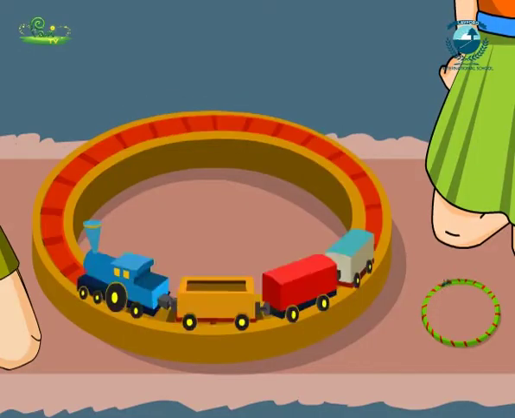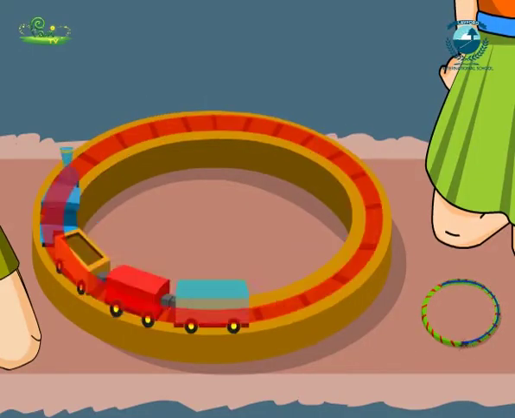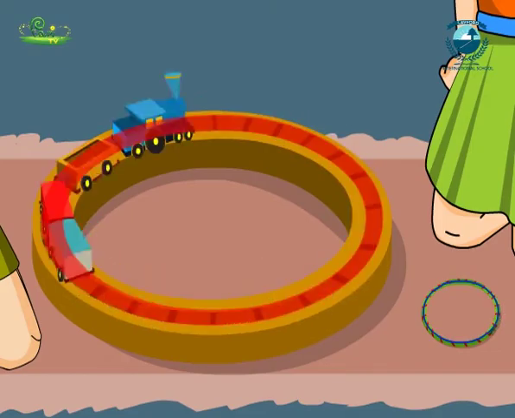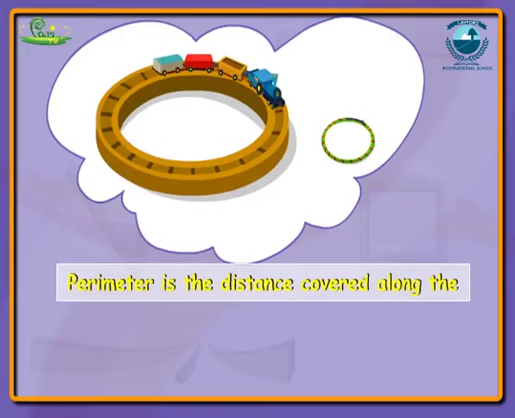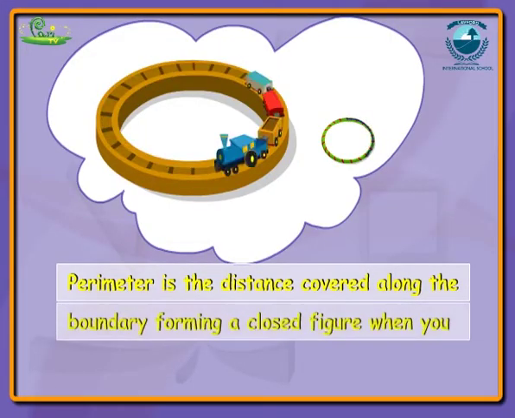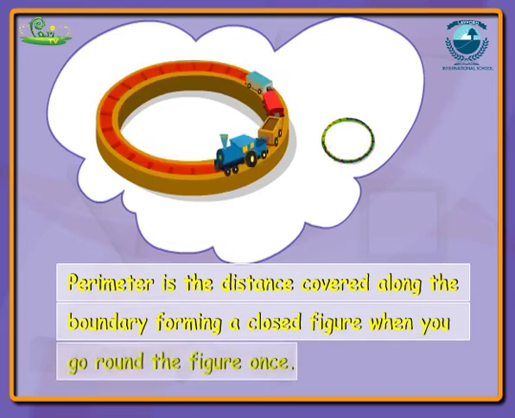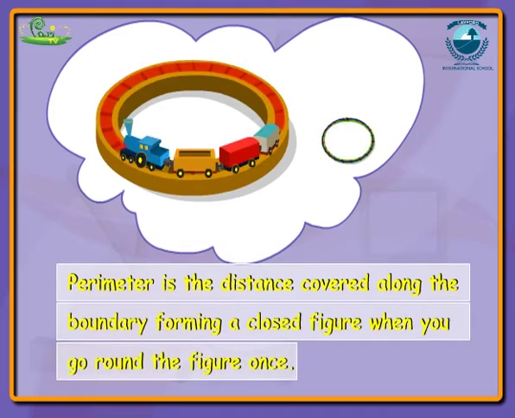Yes, but there is one more similarity. Both are covering the entire distance of a closed figure. And do you know what this distance is called? No, Papa. It is called perimeter. Perimeter is the distance covered along the boundary, forming a closed figure when you go round the figure once.